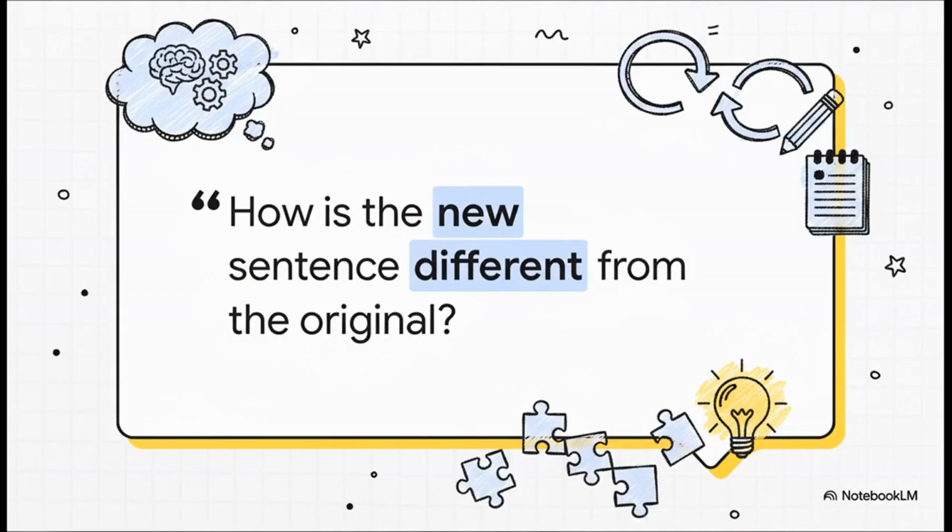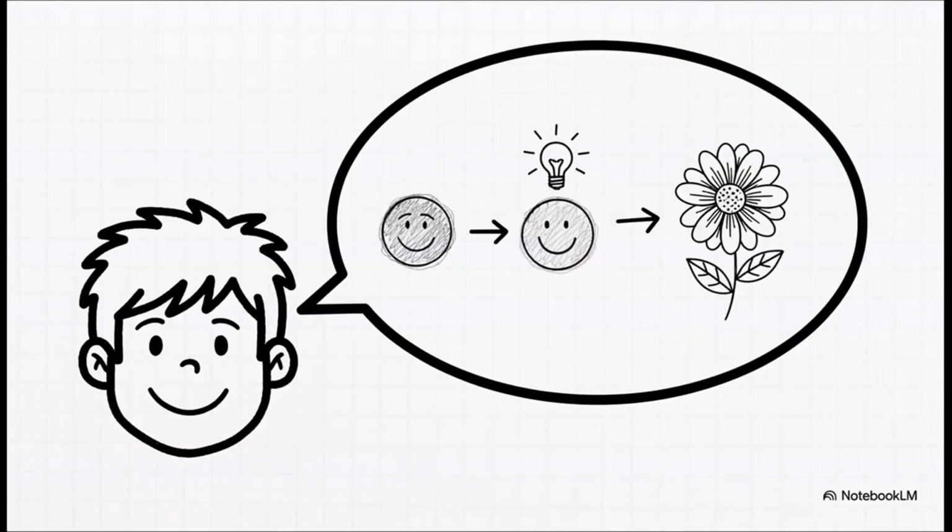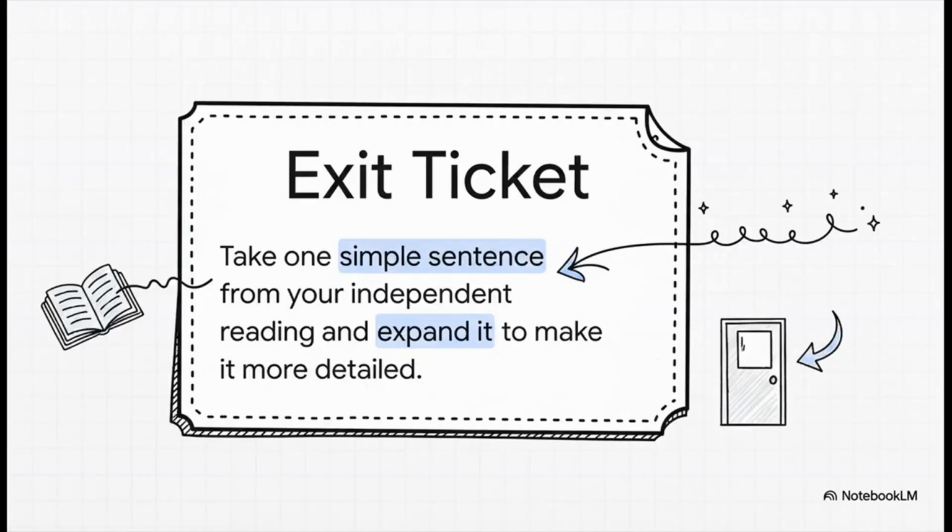It's super powerful. The absolute key here is to listen for the why behind their choices. See, mastery isn't just that they added an adjective, it's that they can tell you why they did it, that the adjective helps the reader get a better picture, or that it adds a really important detail. That's when you know they've got it. And hey, if you want a super quick, practical way to check for understanding, here is an exit ticket you can use tomorrow. Just have your students grab one simple sentence from a book they're reading and expand it. This will give you instant data on who's ready to move on and who might need a little more help.